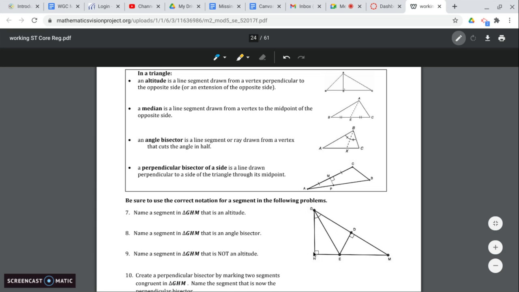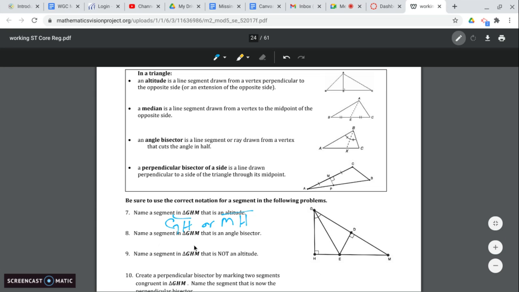Well, there's two choices here. So this one's a little weird because in this one we have it splitting. In this one, it's not the case. Here, it's GH or it's MH. It's the only place where a line goes from the vertex to the opposite side at a perpendicular. So GH or MH. Those are our two.